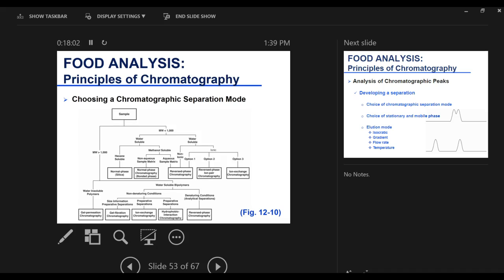For the quiz, if you said reverse phase, it is correct; if you said normal phase, it would have been correct too. It depends how you explain it. Okay.